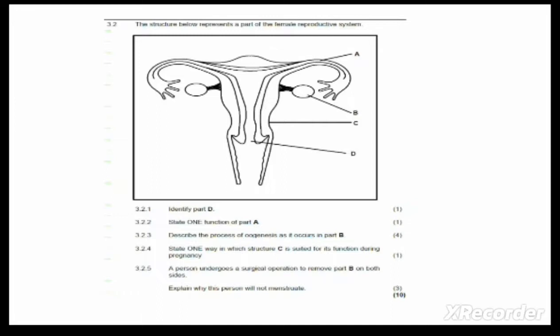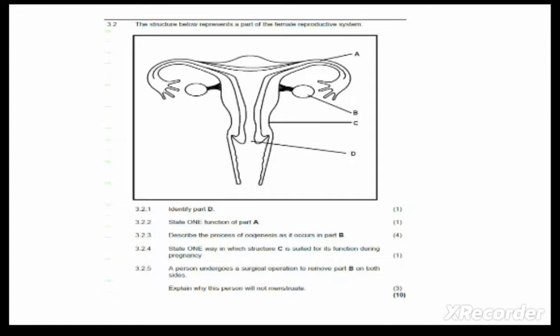So let's look at the next question. It says, state one way in which structure C is suited for its function during pregnancy. So the uterus is a hollow organ, and it has muscular wall. It has a blood-rich lining, or the endometrium. Hence, it is suited for pregnancy.